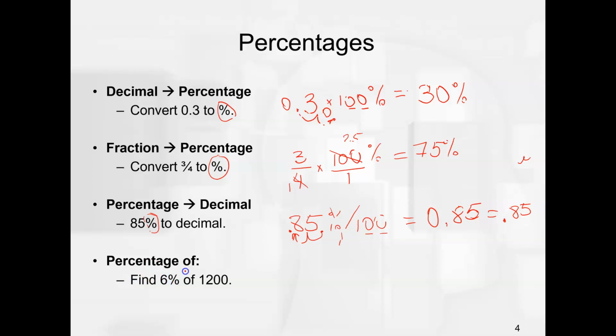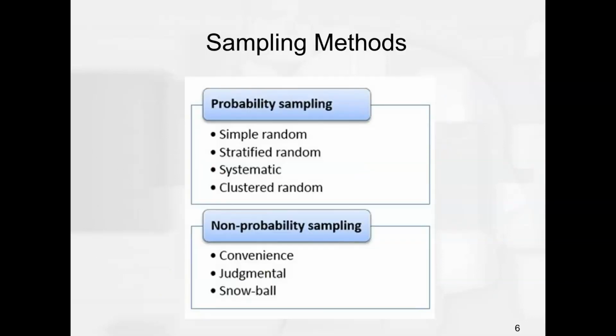Find 6% of 1,200. To find a percentage of a number, we multiply the percent as a decimal by that number. 6% as a decimal, we need to divide by 100, so we move the decimal point 2 times to the left, add the 0 for the missing space, 0.06. Of means multiply, times 1,200 equals 72.